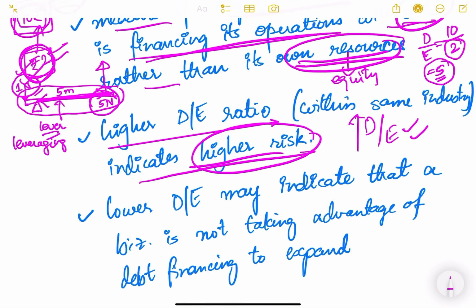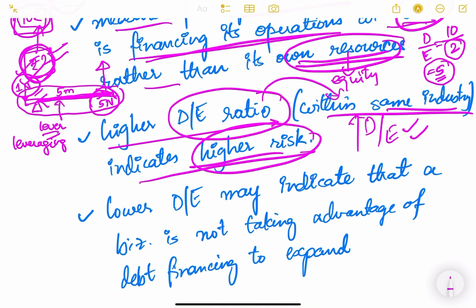Okay. And you always compare the debt to equity ratio within the same industry. Again, as I have told you, the current ratio and so many different ratios, you have to always compare within the same industry. For example, you have to compare the debt to equity ratio of a car manufacturing company with another car manufacturing company only. You cannot compare the debt to equity ratio of a car manufacturing company with a pencil manufacturing company, because it will not make sense. Some companies require more loan, some require less loan, some have more equity, some have less equity.